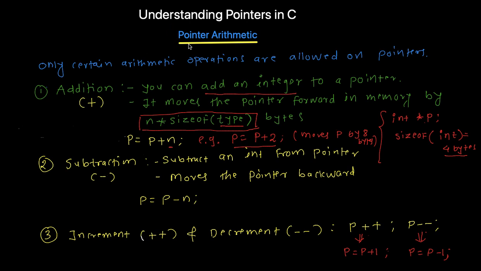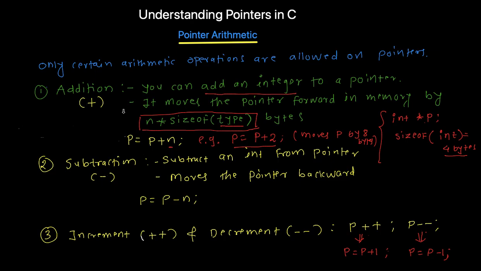In this video, we are going to discuss pointer arithmetic. We can perform only certain arithmetic operations on pointers. We cannot perform all the arithmetic operations on pointers. So what are those operations which we can perform on pointers? The first operation is called the addition operation.